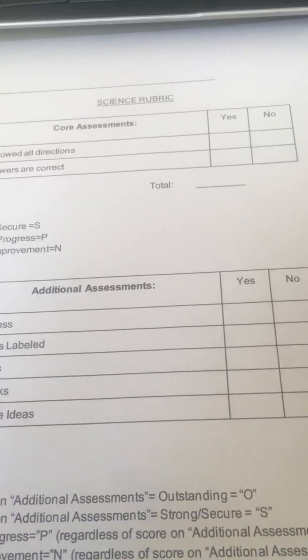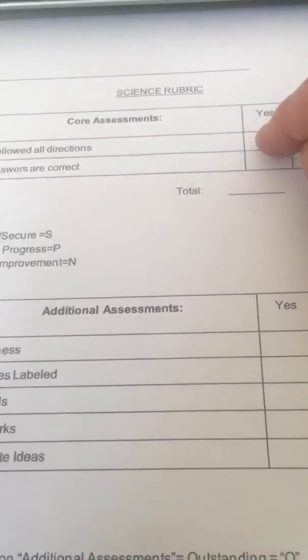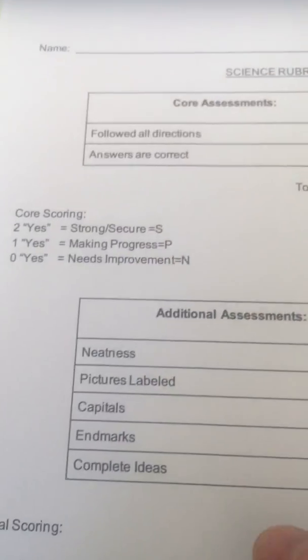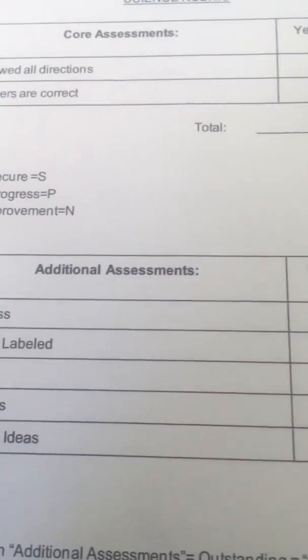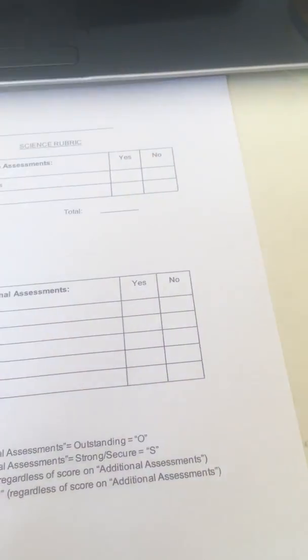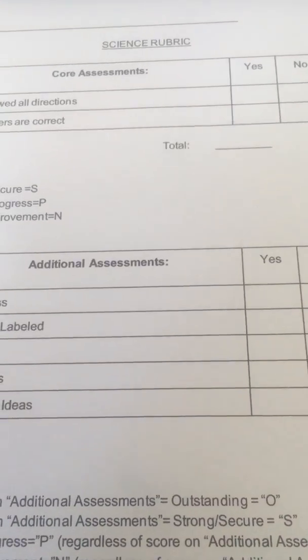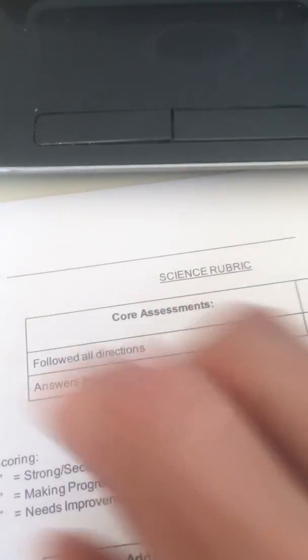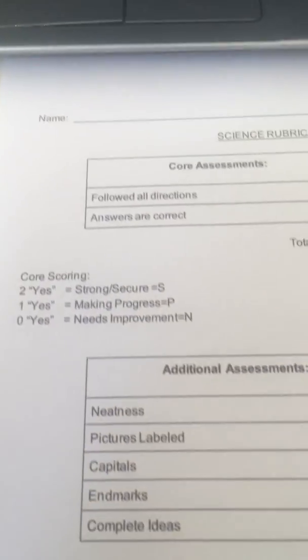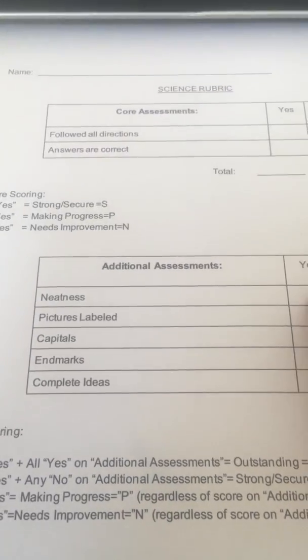Now, to get an O, meaning an outstanding grade, you want to both have followed all the directions and have correct answers, but then you want to make sure, is your work neat? So that means, could another first grader, or could a mom or dad or me, could I look at your paper and read your writing and understand your labels and understand your answers? Were you careful? If so, then you should get a yes for neatness.